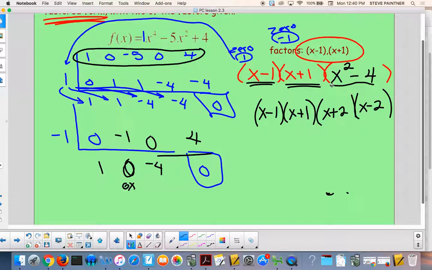Could you reverse it? Could you put -1 first? Yes. Guys, you can put negative 1 first, +1 second, because they're both factors. It doesn't matter which order you go.